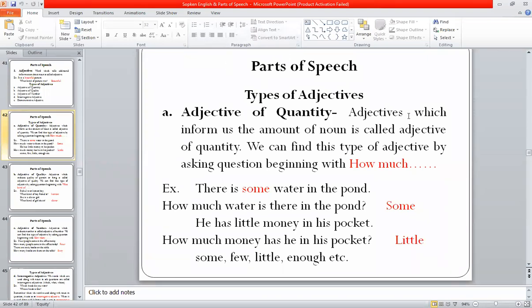Other examples of adjective of quantity are some, few, little, enough, more, much, less. These are the adjectives of quantity. So in this way, we have completed the first type.